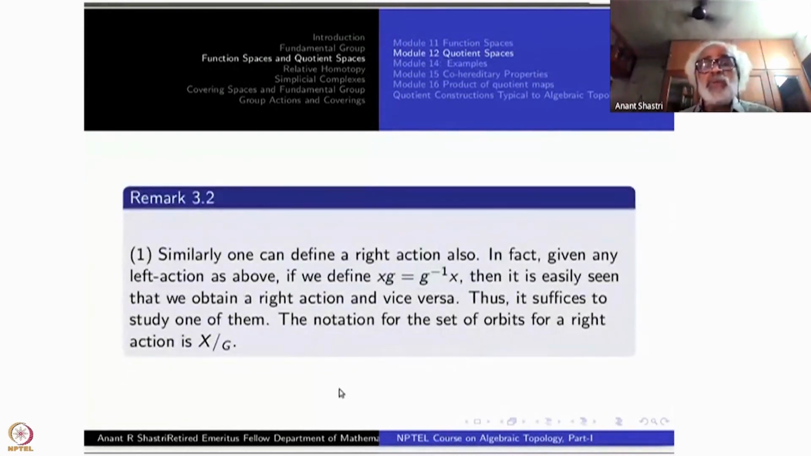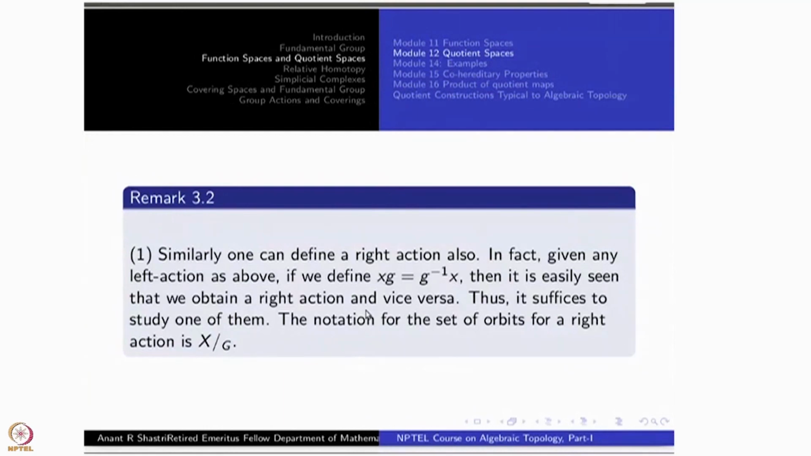One can define, I told you, right action also. In fact, every left action can be converted into right action by defining xg as g inverse of x. If you define it as gx, the law of associativity will be going to trouble. So with g inverse, it is easily checked that this becomes a right action, and if you have a right action, by the same formula you can make it a left action. Therefore, roughly speaking, there is no need to study right actions once you have studied left actions, or vice versa. So depending upon your lefty or righty, you can choose whichever one you like.